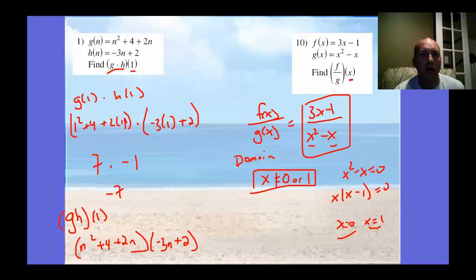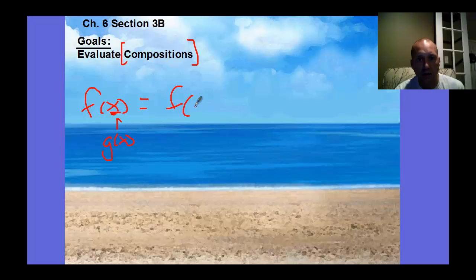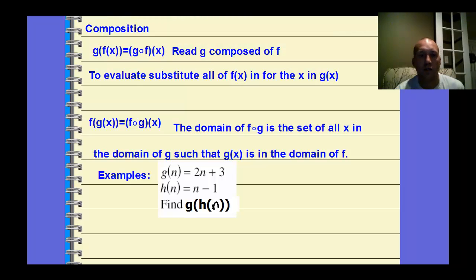That's the first part. Part B is looking at something called compositions. So compositions is when we take a value like f of x, and instead of putting x in, you're actually going to replace x with an entire function. So we can write that as f of g of x. And so you're taking the portion that was your x here, and you're replacing it with all of another function g of x. And so that's called a composition function.